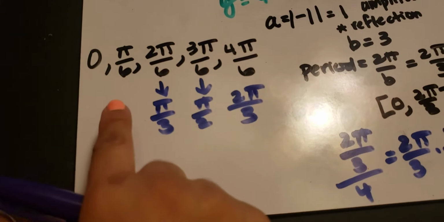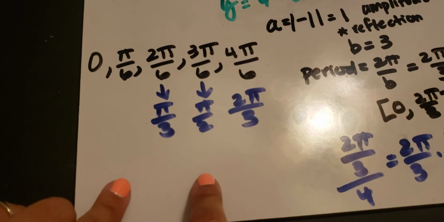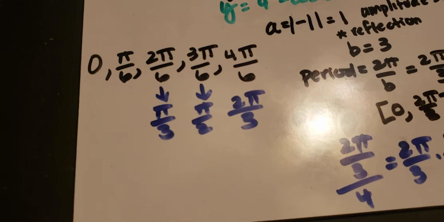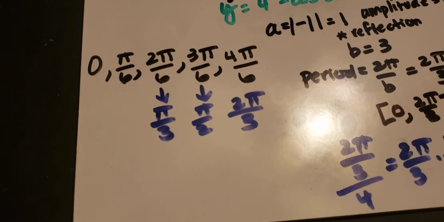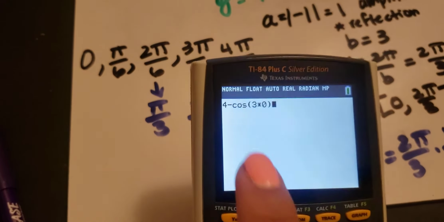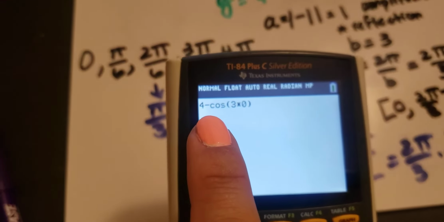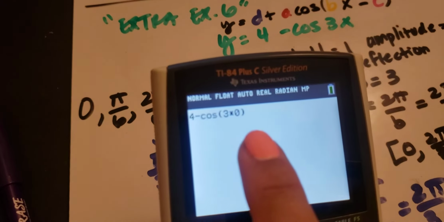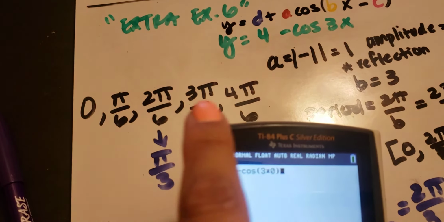So these are our 5 basically coordinates or key points. Again, I can find all of this without a calculator. Now, to get all our values or all our points, I'm just going to utilize the calculator. So let me show you. All I did was plug in 4 minus cosine of 3x, but instead of x, we're going to plug in our values.